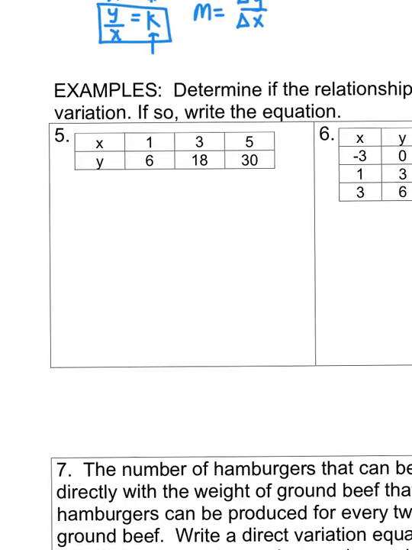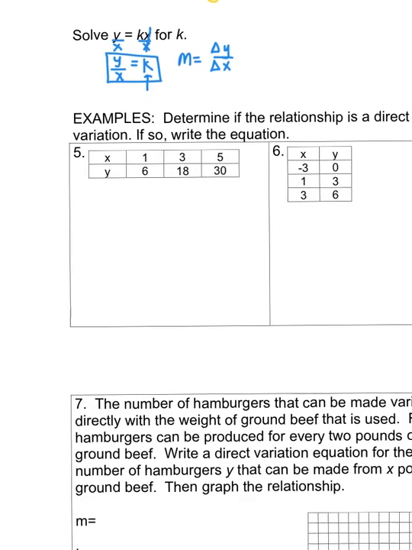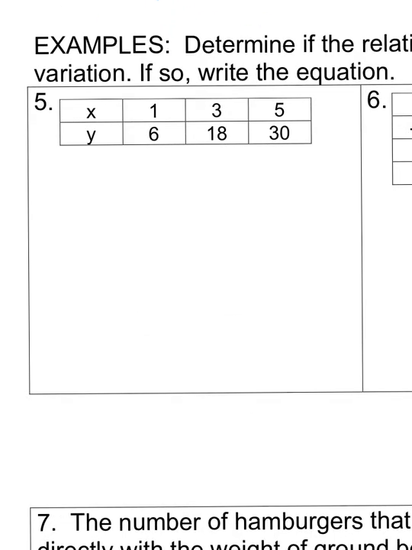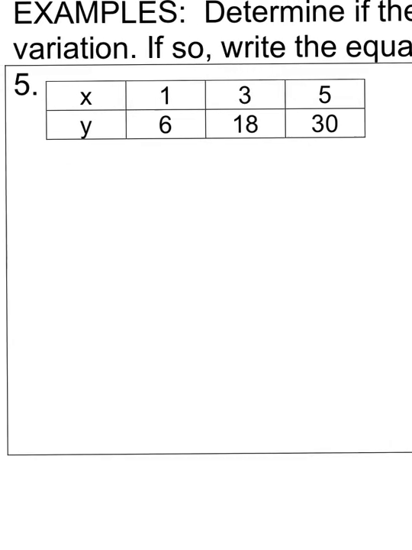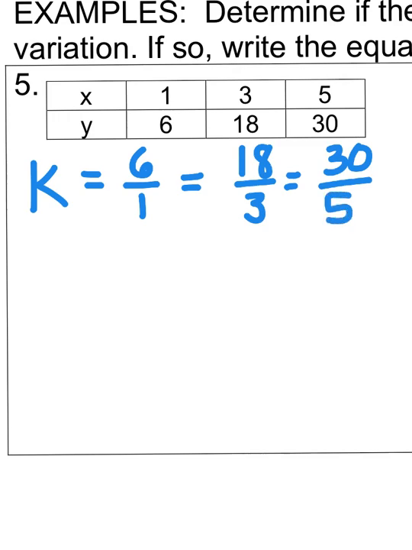Number 5, determine if the relationship is a direct variation. If so, write the equation. So to determine if it's a direct variation, we can find the slope by having y over x. Now we're making sure that each y over x will simplify to be the same value. And if it will, and these all do, then it is a direct variation.